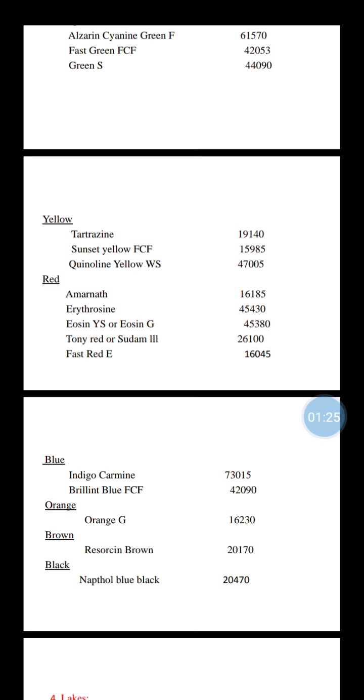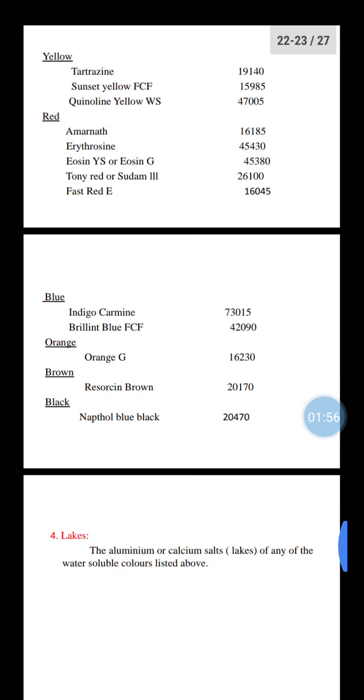Then red. In that red: amaranth, 16185; erythrosine, 45430; eosine YS or eosine Z, 45380; Tonney red or Sudan III, 26100; fast red E, 16045. These are the red colors used in formulation.